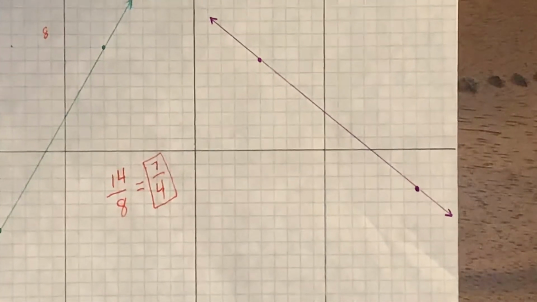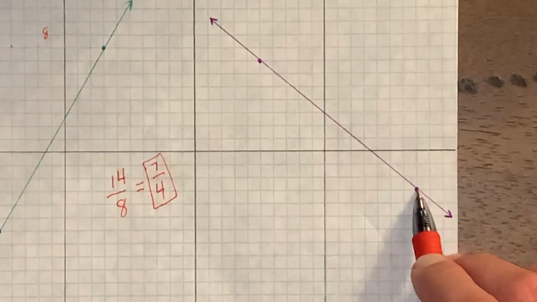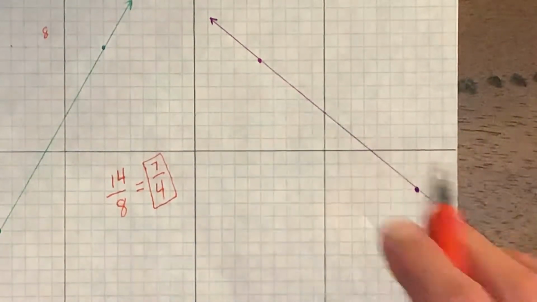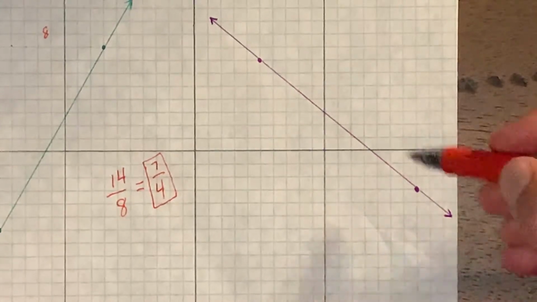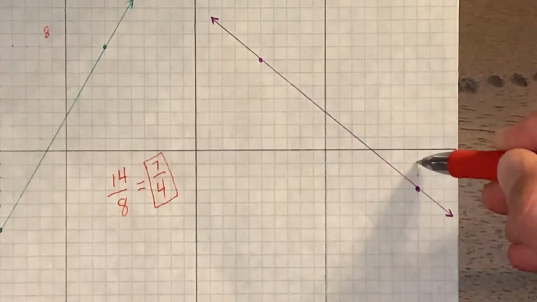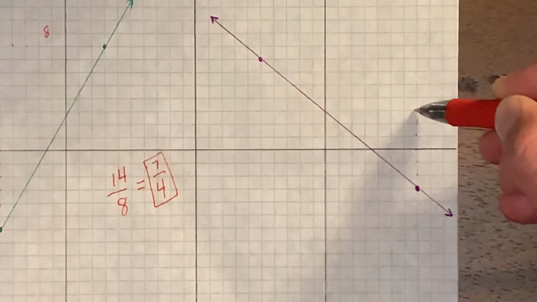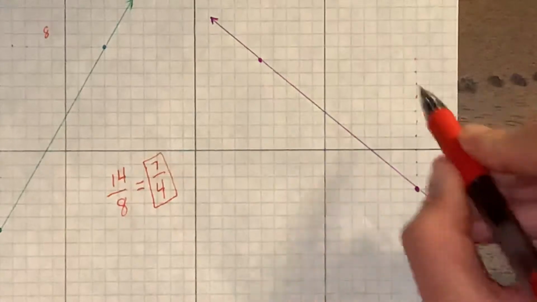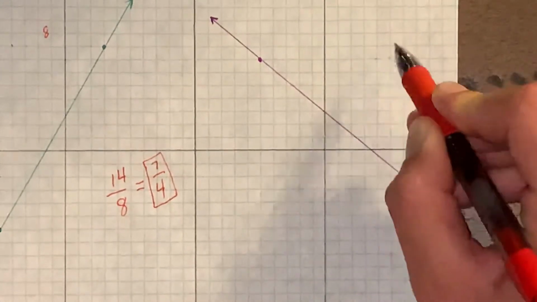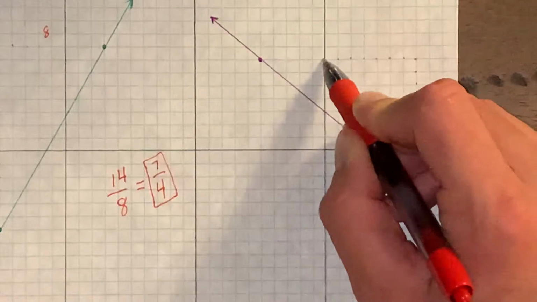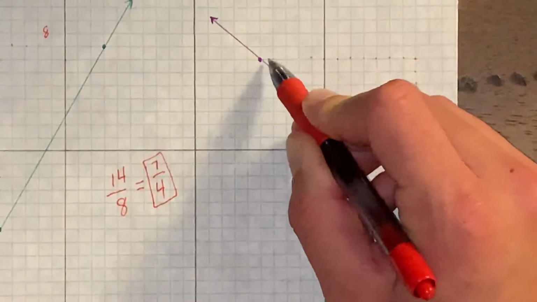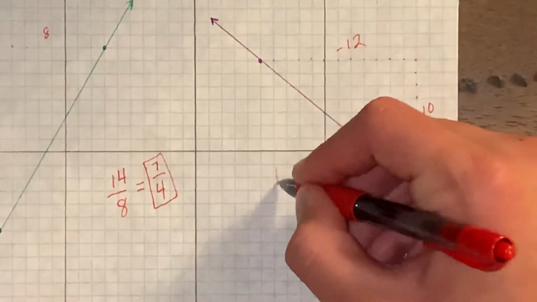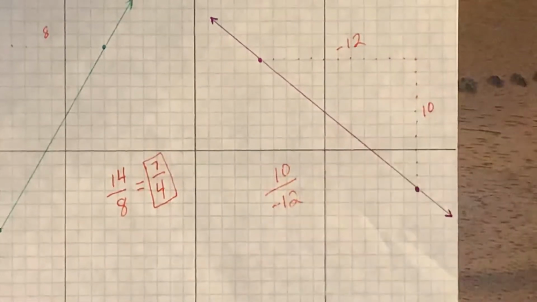All right, let's look at the next one. If I start at this point, I am going to go up, which I did on this example, but I'm going to go left, and left is going to result in a negative. So let's do that. I'm going up 1, 2, 3, 4, 5, 6, 7, 8, 9, 10. So I went up 10. I'm going to go left 1, 2, 3, 4, 5, 6, 7, 8, 9, 10, 11, 12. So that would be a negative 12 because I went to the left. So rise over run, I have 10 over negative 12.